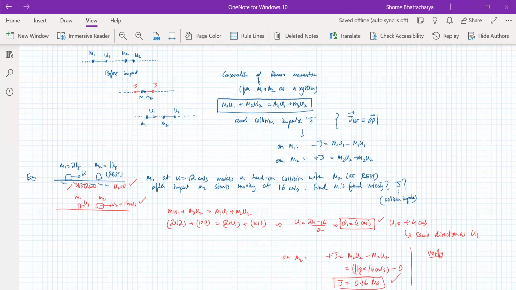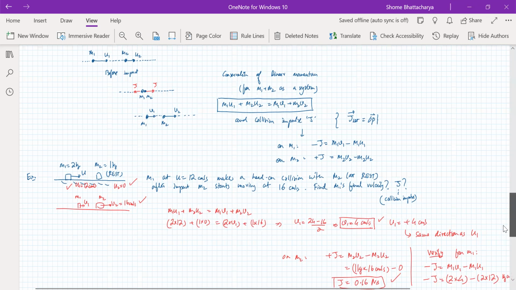Now you can just verify that it is the same, because you got the answer here. We can just verify for m1: minus j is equal to m1 v1 minus m1 u1. So minus j should be equal to 2 kgs into 4 minus 2 kgs into 12. So you can see that it is in kg centimeters per second. This will give us the same result, which kind of justifies that we have not made any mistake in solving.